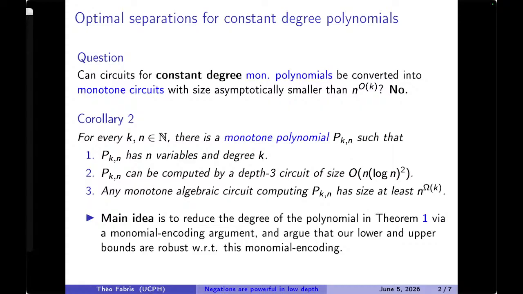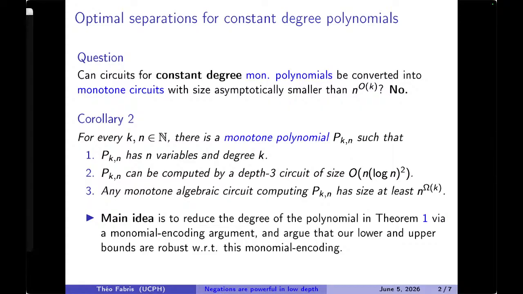Is K assumed to be smaller than n in this corollary? K is a constant. Okay. And n, you imagine that n is a sufficiently large natural number. Okay, I forgot to say that. Okay, thank you. Anything else?